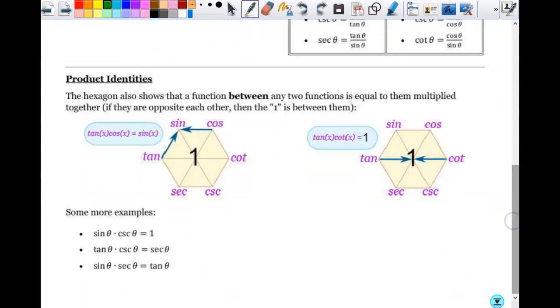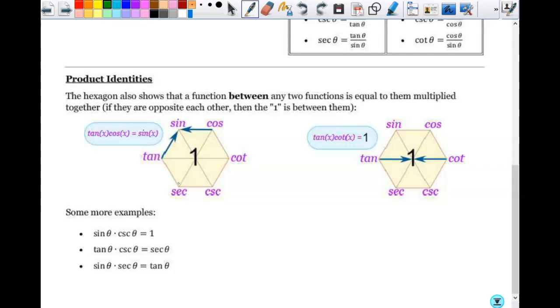Then we have the product identities. Okay, so it says any two functions is equal to them multiplied together. So tangent times cosine gives you sine. Sine times secant will give you tangent, because they come in like this. Tangent times cosecant gives you secant. Okay, and that's just if we set up the reciprocals and things canceled out, that's what's going to happen.